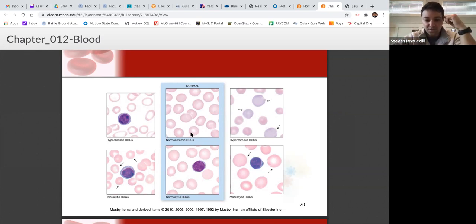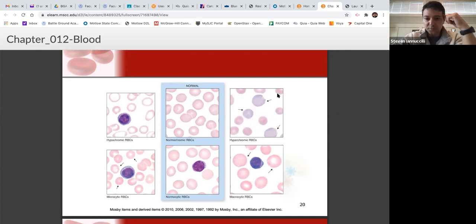Okay, so it's not a hole. It's just the light from the microscope passing through these in the center. If you have a normal amount of hemoglobin, that circle should be fairly small, maybe only about a third of the size in the center. If you have a high normal of hemoglobin, you can see the cells almost turn purple. There's so much hemoglobin that they almost turn purple.